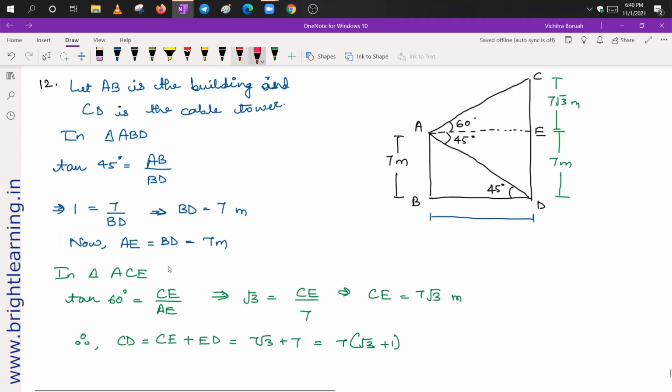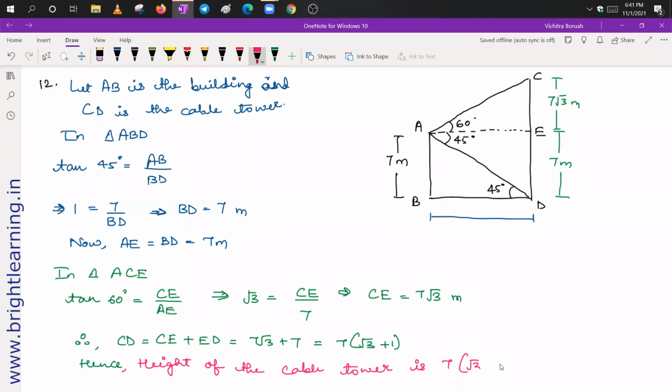Next, in the conclusion, you can write that hence the height of the cable tower is 7 into root 3 plus 1 meters. So this is the required answer.